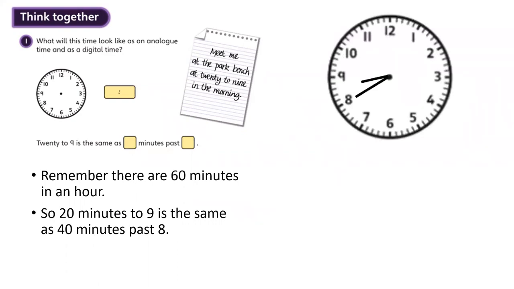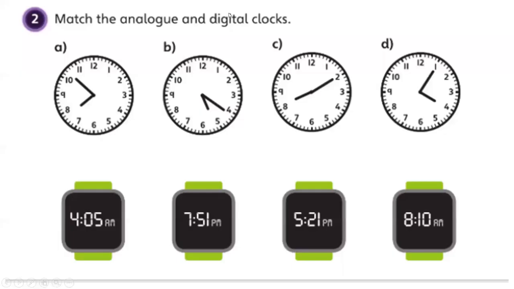And so that's what the analog would look like. So it's telling me it's 20 minutes before it's 9 o'clock, and then the digital would look like 8:40. And that's what the two times would look like. Here we have four times, four of them on an analog clock and four of them on a digital, and we need to match them together. So here I'm going to get my pencil ready, and we're going to do the first one.